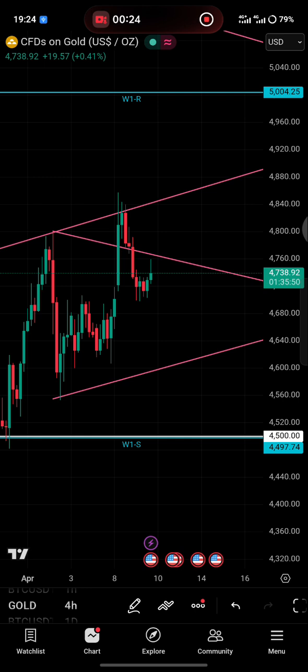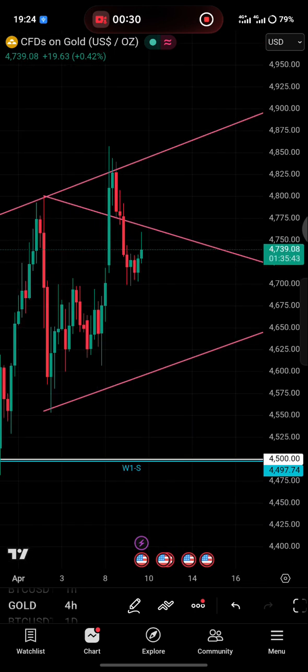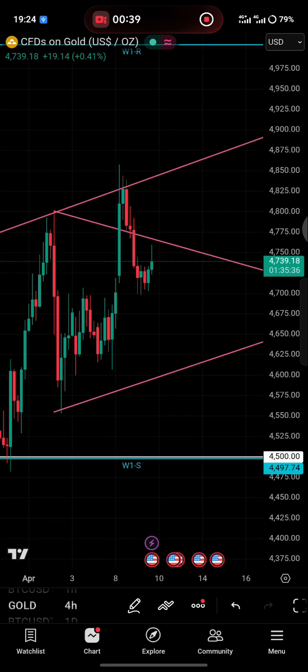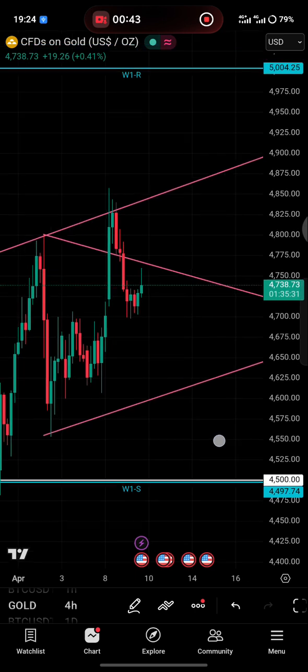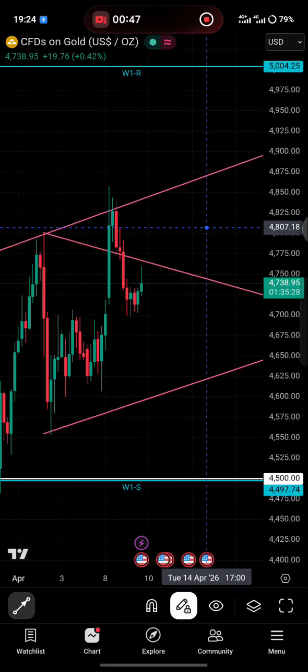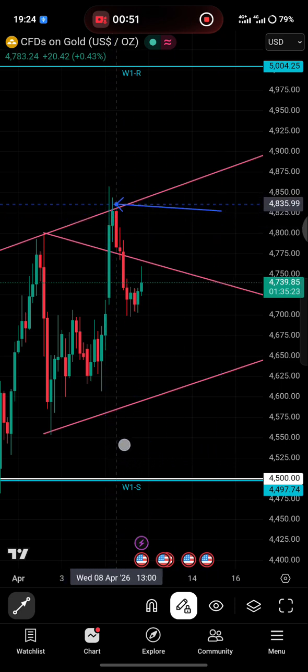Okay, so first we'll be going through the 4-hour chart, right, to see whether it is telling us that it is going in a bullish direction or a bearish direction, right? All we can see right now is there is a bearish price action on the 4-hour time frame chart. Where is that bearish price action? The bearish price action is over here, right?